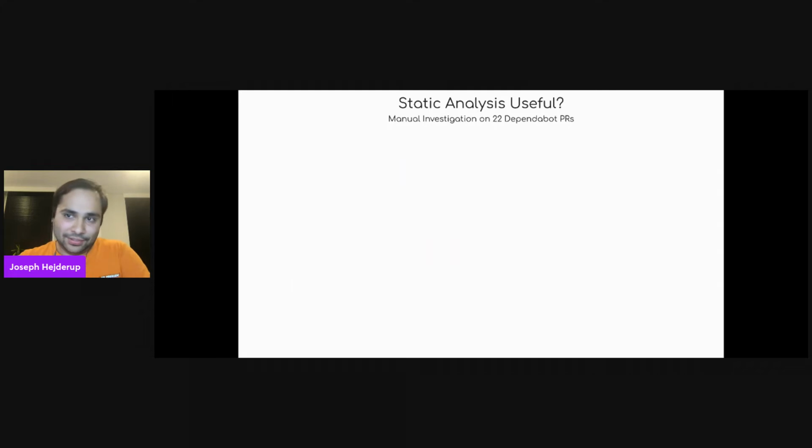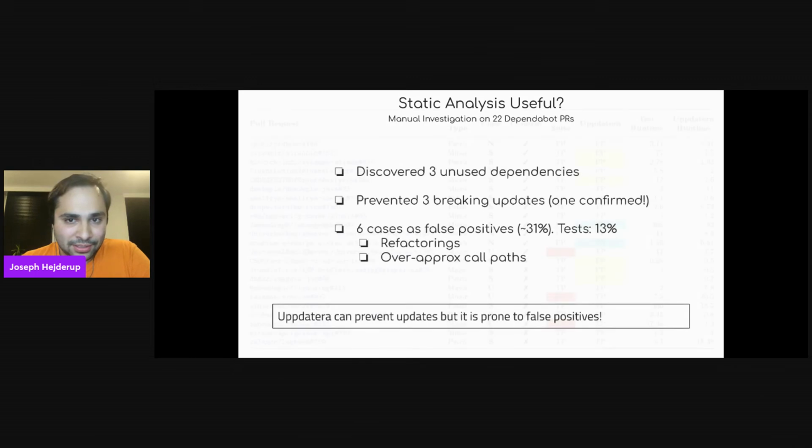And yes, so the question is also, is static analysis useful? So I also did a manual investigation using my tool, running this on 22 dependabot PRs. When I was doing this comparison, I found 3 cases of unused dependencies. So in this case, whenever this project would get a dependabot PR, it would always say safe to update, but in reality, the project was not using the dependency.